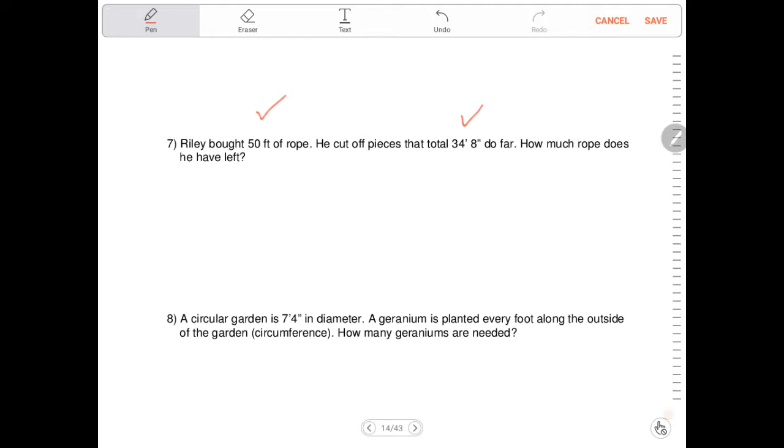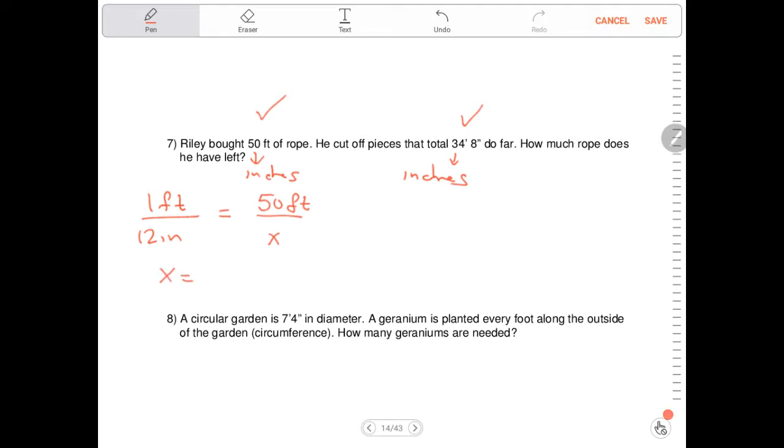For the heck of it, I'm going to change everything into inches. So what I mean by that is I'm going to change this into inches, and I'm going to change this into inches, and then we can actually figure out our problem. So I need to go 50 feet into inches. I know that 1 foot is 12 inches, and 50 feet will go there, X will go there.